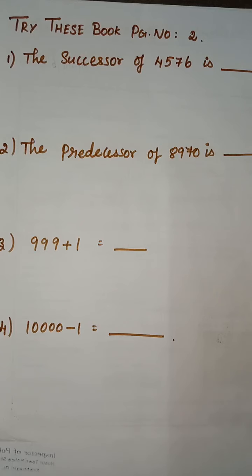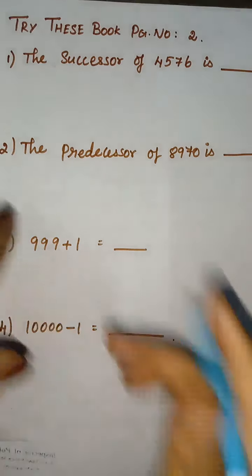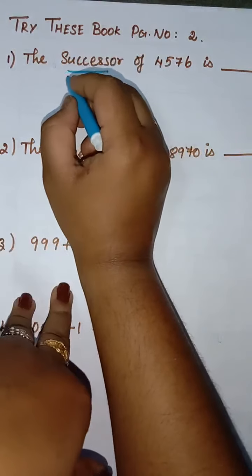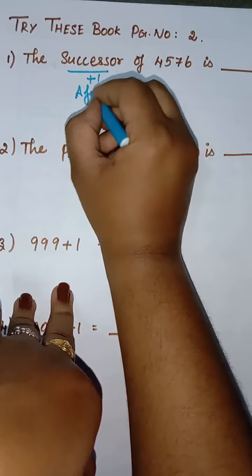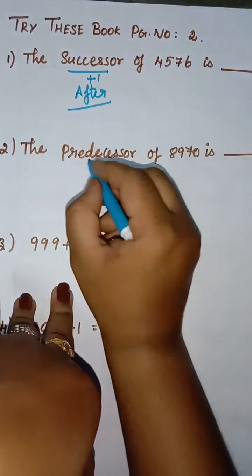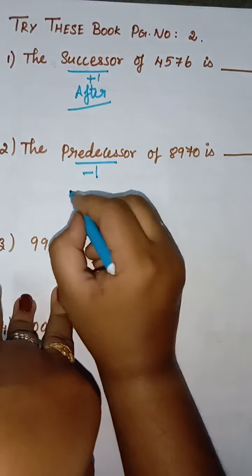So now listen here properly. These questions can be given for your exams also. Now what is meant by successor and predecessor? As I already told you, successor means after number, predecessor means before number. So we can write here also, successor means plus 1, that is after number. Clear? Predecessor means subtraction of 1, that is before number.